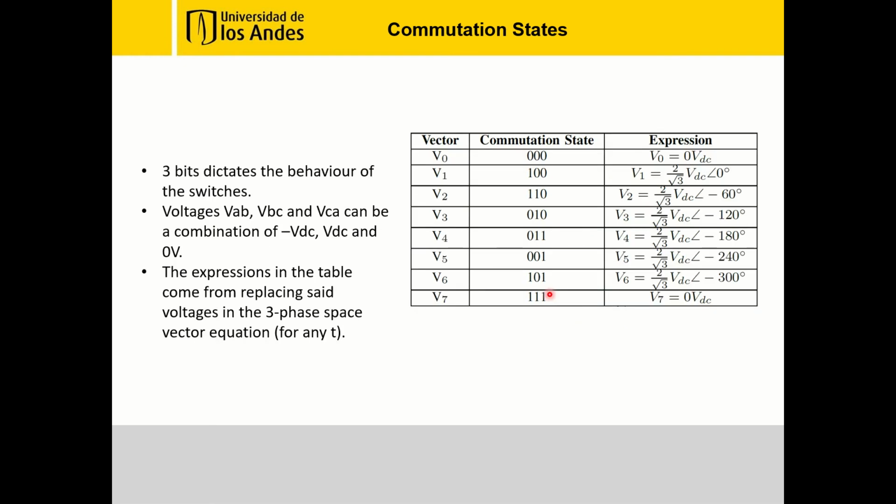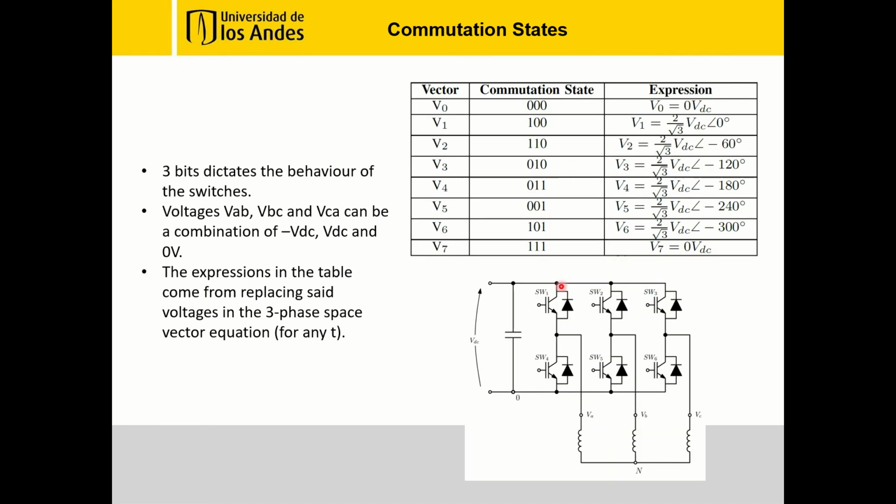As I mentioned before, there are 8 possible combinations, which are called commutation states. This table here presents each generated vector with its corresponding state. These are represented by 3 bits. Each position dictates in order the bottom switch, and following the only condition mentioned previously, whatever the bottom switch does, the upper one does the opposite. So for example, if there is a 1 here, like I said, this vector only controls the bottom ones. If there is a 1 here, it means that this switch is closed and this, the upper one, is open.